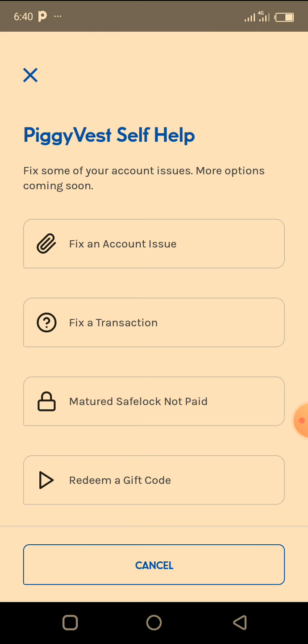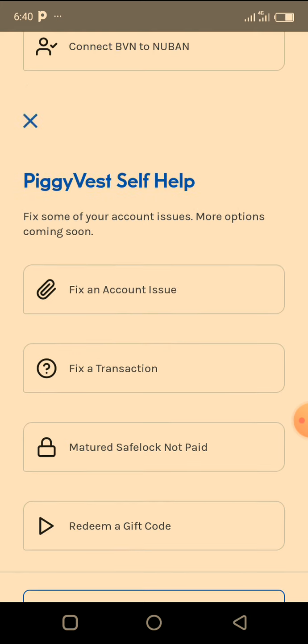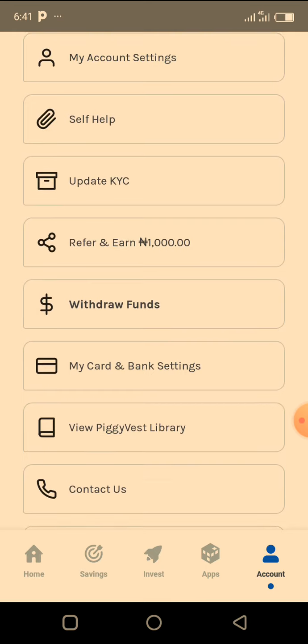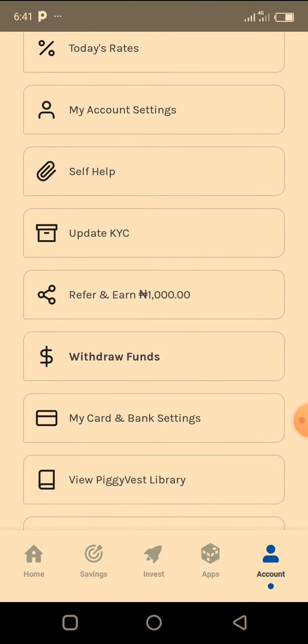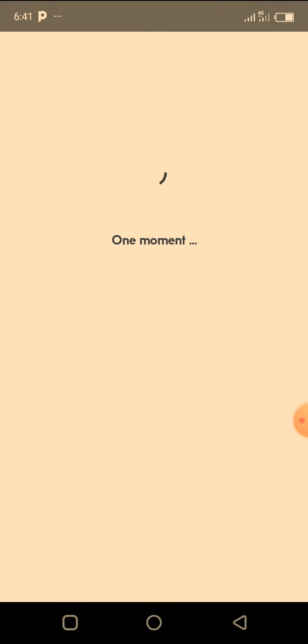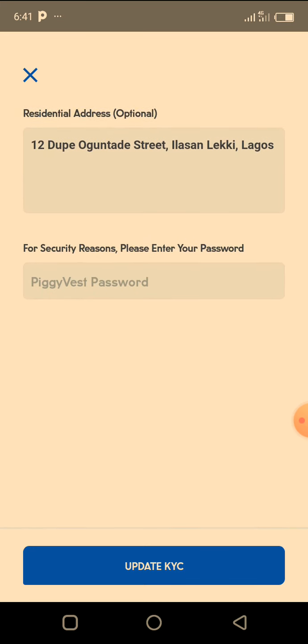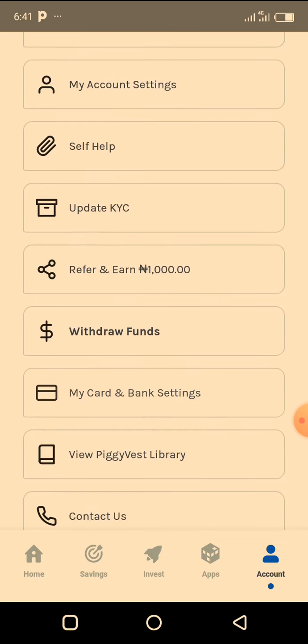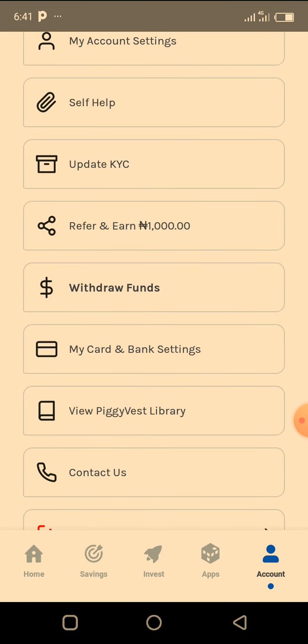These are make complaints and redeem gift code and all those things. So I don't know whether you have any business with that for now. Then we have update your KYC, that's know your customer. Update it. If your address and all the things you put, security questions, you can always update it if you think it is not correct from the time you're putting it.